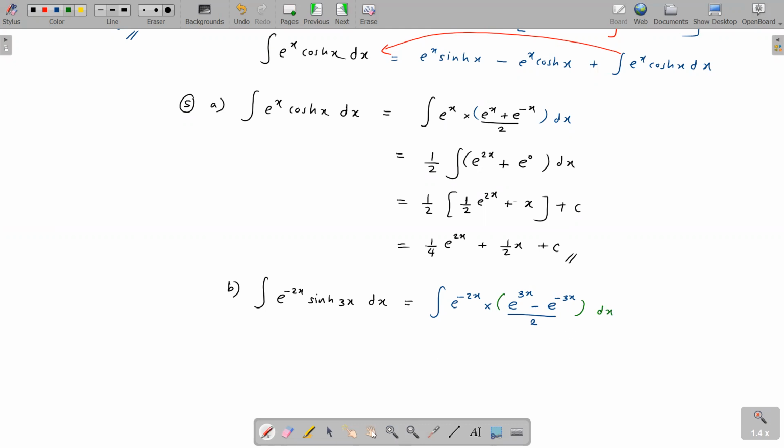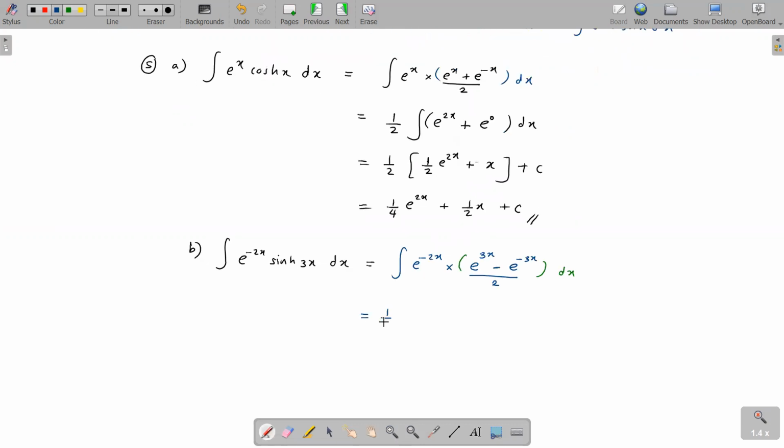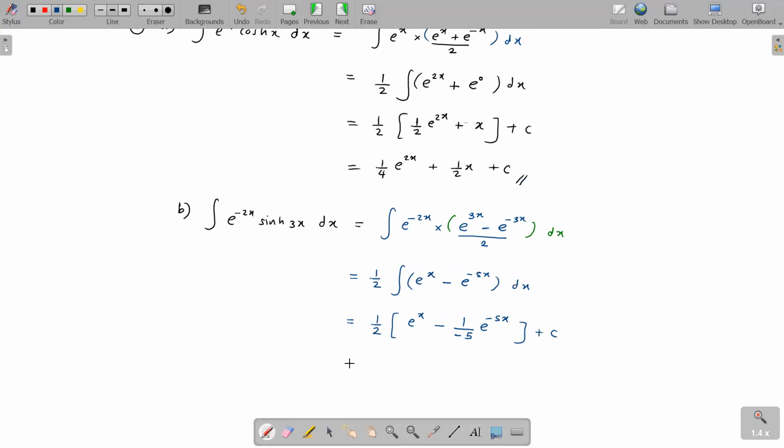dx. So it will take the half out and multiply: e to the power minus 2x times e to the power 3x is e to the power x, minus e to the power minus 2x times e to the power minus 3x is e to the power minus 5x. Now we'll integrate half. E to the power x integration is e to the power x, minus e to the power minus 5x is 1 over minus 5 e to the power minus 5x plus c. So we get half e^x, minus becomes plus, 1 over 10 e to the power minus 5x plus c. So this is your answer.